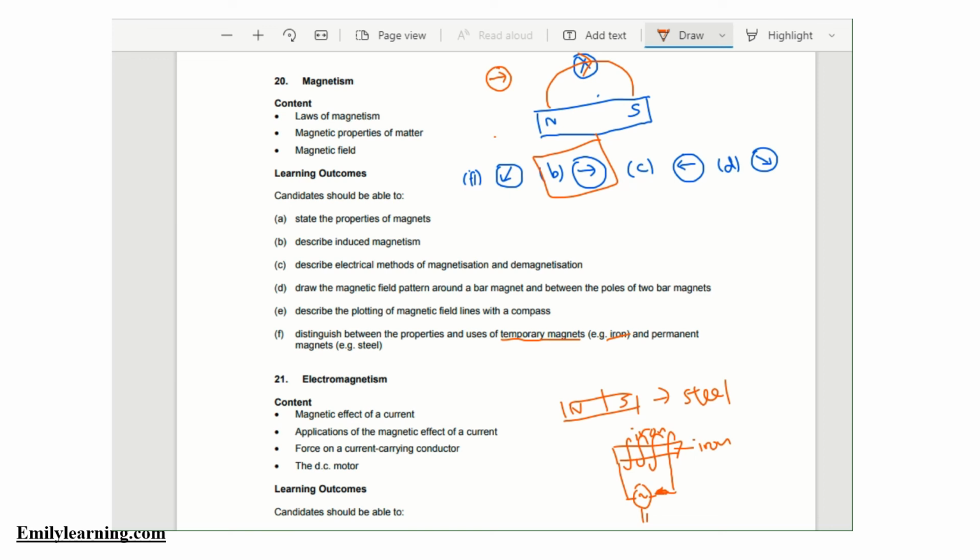Okay, so now that I've covered what is tested in this chapter on magnetism, you'll notice that a lot of it is application. You need to know these properties, you need to know about induced magnetism, and describe electrical methods of magnetization and demagnetization. This one can come out as a regurgitation question. Part D can also come out as a regurgitation question where you need to draw the magnetic field patterns around a bar magnet or between the poles of two bar magnets. But the rest, A, B, E, F, is all application. They give you a scenario and ask you questions based on the theory that you have learned.